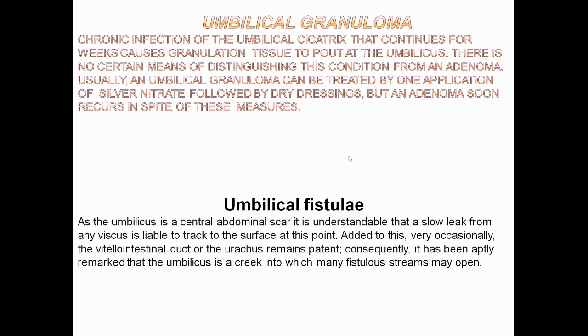Umbilical fistula is a central abdominal scar. It is understandable that a slow leak from any viscus is liable to take to the surface at this point. Added to this, very occasionally, the vitellointestinal duct or the urachus remains patent. Consequently, it has been aptly remarked that the umbilicus is a creek into which many fistulous streams may open.